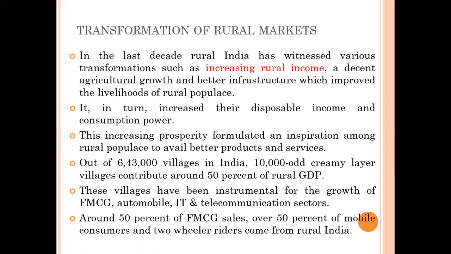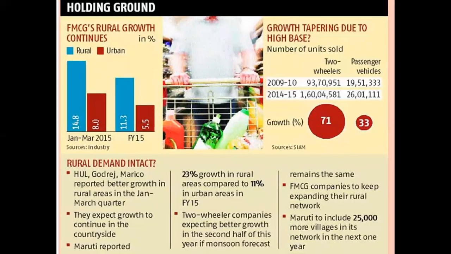If you talk about the FMCG sector, around 50% of FMCG sales, and over 50% of mobile consumers and two-wheeler riders, come from rural India. So you can see how big that market is and how companies are focusing on it to capture market share. Here again I have some data for you. You can see here FMCG rural growth. This blue bar chart shows the rural growth and the red shows the urban growth. You can see that in financial year 2015, at 14.8, the rural contribution in FMCG is more.